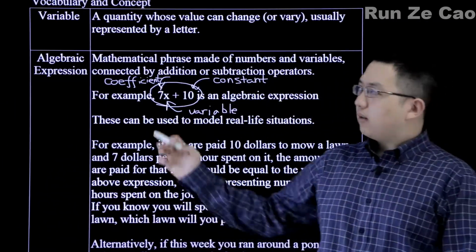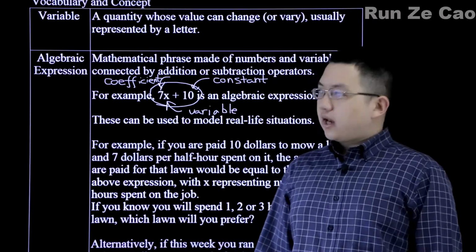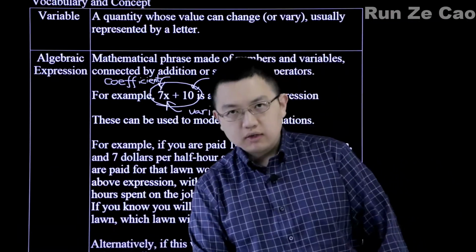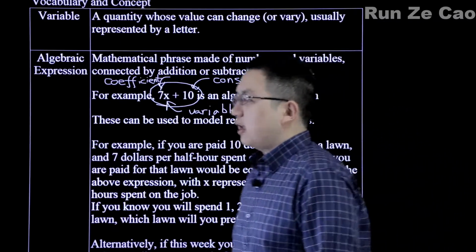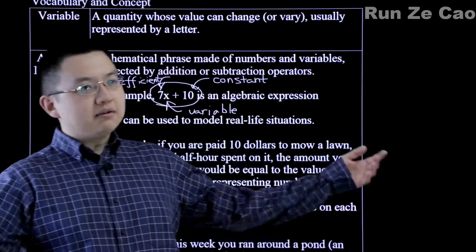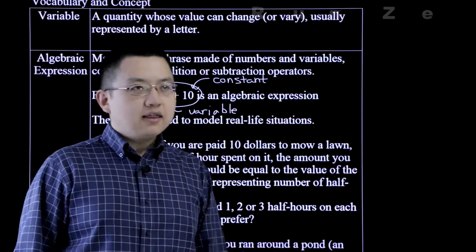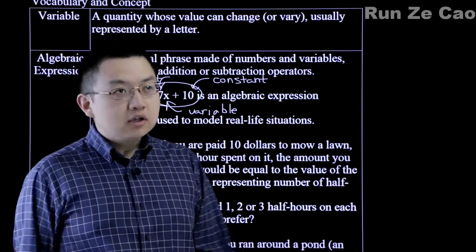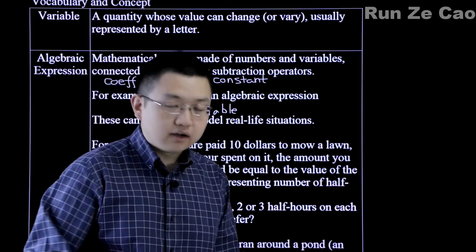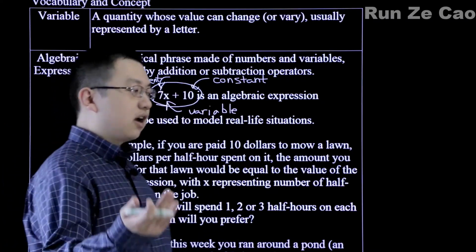This might model a real-life situation. An algebraic expression in general can be used to model real-life situations. For example, you can say, I ran 3 times around a pond, and then I ran 10 more meters. I don't know how far it is around the pond, so I'll put that down as x, unknown. So that would be 3x plus 10.